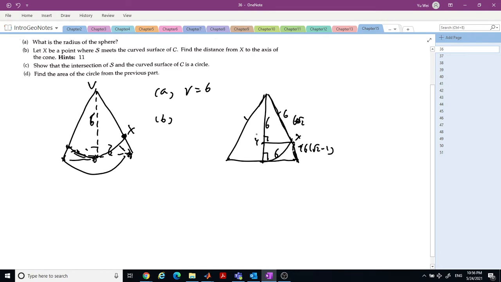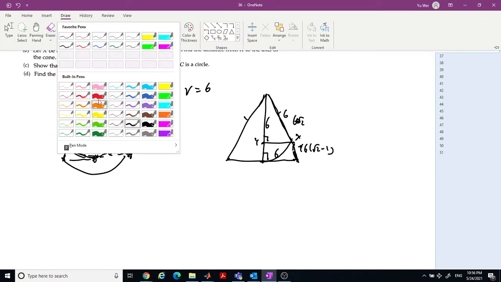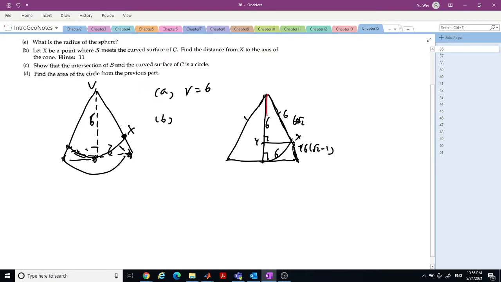So it asks us what's the distance from X to the axis of the cone. So what is XY, right? So there is a similar triangle here. Okay, so this triangle is similar to this triangle. So you can see XY over 6 is equal to 6 over 6 root 2. Then we can see XY is equal to 3 root 2.